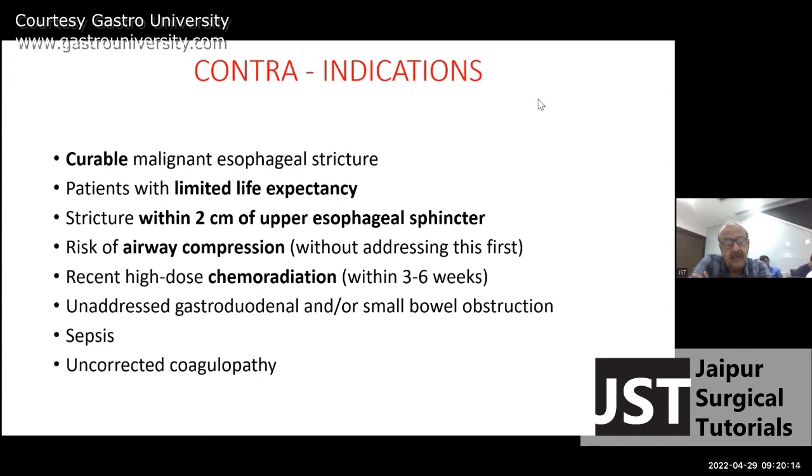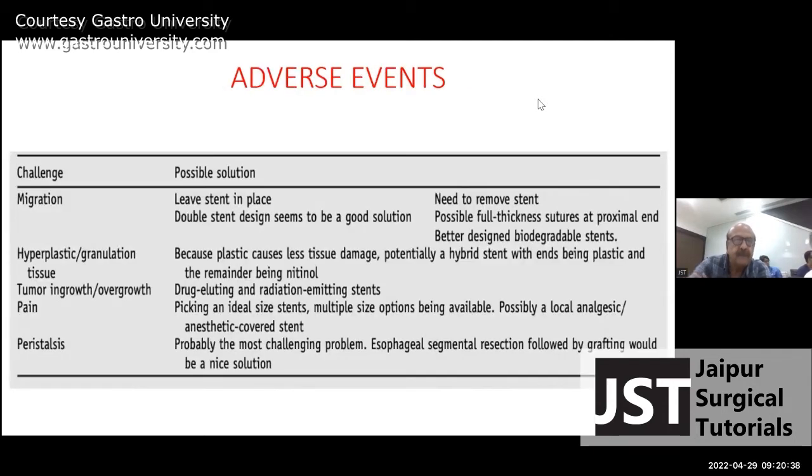Then there are patients where you are doing an esophageal stenting, but they have an obstruction ahead. So bypassing one obstruction may not serve the purpose. If there is an unaddressed other bowel obstruction, then it has to be tackled first, followed by esophageal stenting. And somebody with ongoing sepsis or uncorrected coagulopathy is also a contraindication.